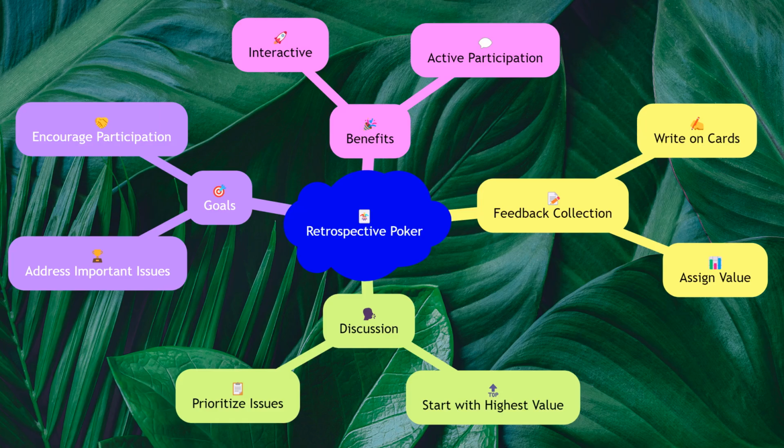The retrospective poker activity combines elements of planning poker with retrospective discussions. Participants write down their feedback on cards and assign a value to each card based on its importance. The team then discusses the cards in order of their value, starting with the highest. This activity helps to prioritize feedback and ensure that the most important issues are addressed first. The retrospective poker activity is a fun and interactive way to gather and discuss feedback, encouraging active participation from all team members.